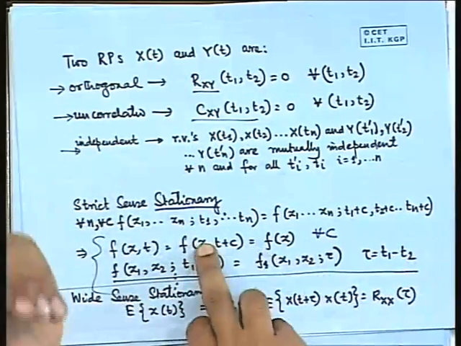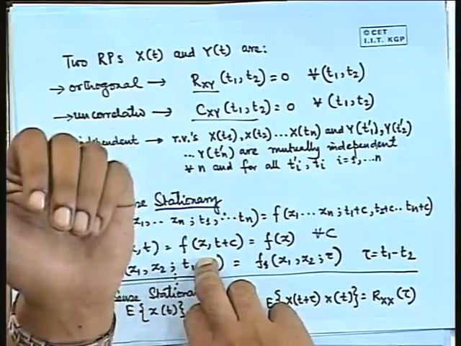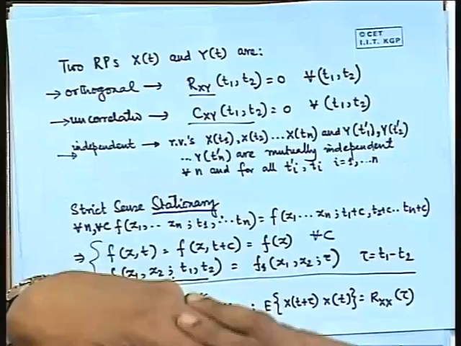Now it is very difficult for processes to satisfy this definition, because you have to consider nth degree joint distributions. Not only is it difficult to satisfy, it is even difficult to check. You can't say whether something is really strict sense stationary. It's very difficult to check. So people thought that, okay, can I do with only 2 degrees?